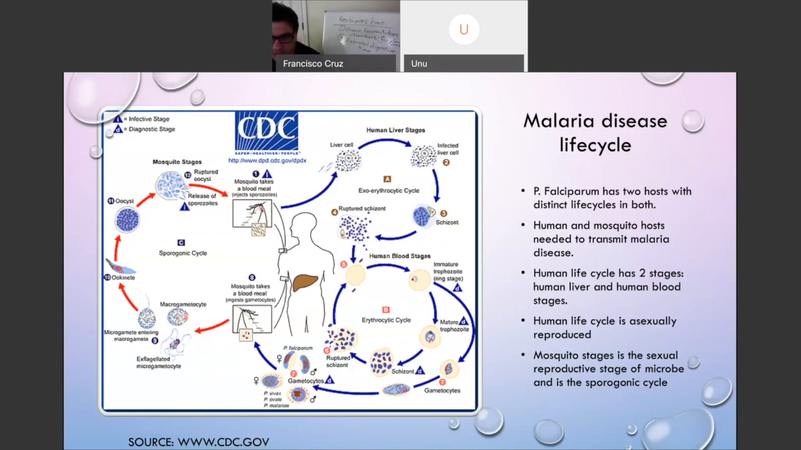Human cycle has its sexual reproduction. Life cycle is sexually reproduced. Why are you saying that? Oh, because there's no sexual reproduction. Okay, well, whatever. These 2 stages of sexual reproduction, right? Good. Oh, I like that. I like the way that you have simplified it on the right.